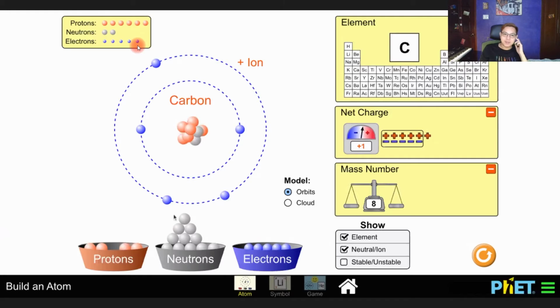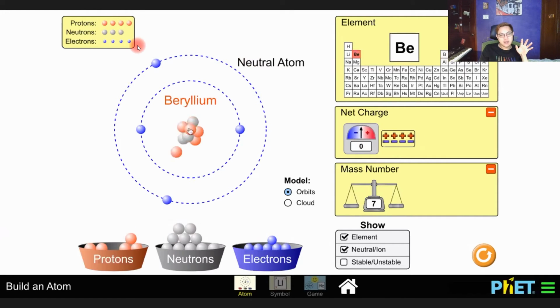So it's all about the protons. If you remove the protons, then the element will become something else. Remember, if you remove or include protons, it becomes a different element. But if you do something with the neutrons, it doesn't really matter, right?